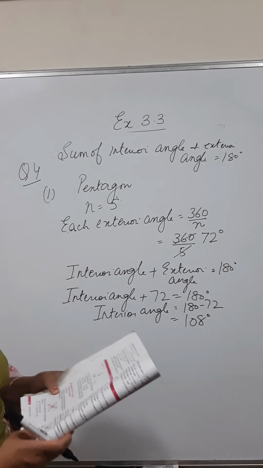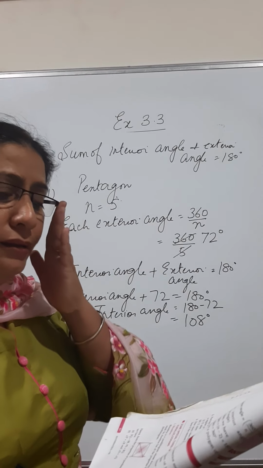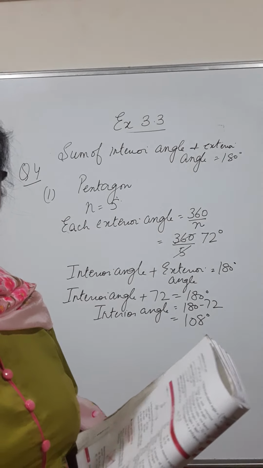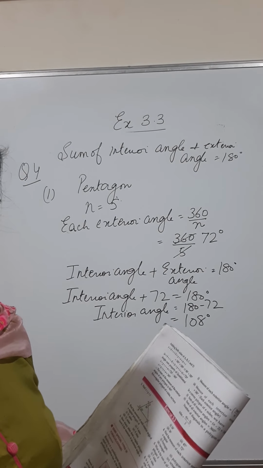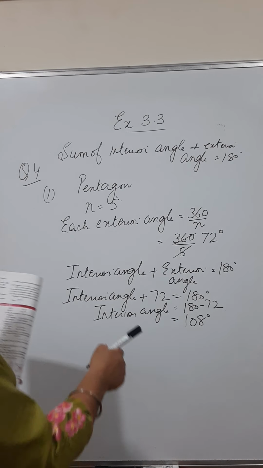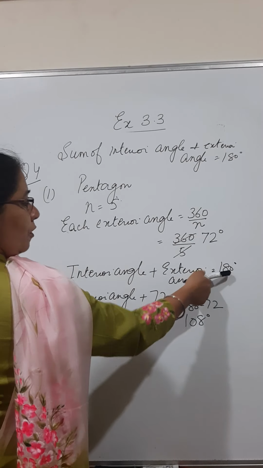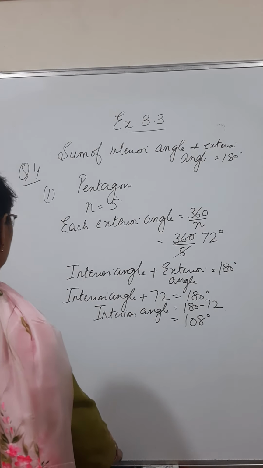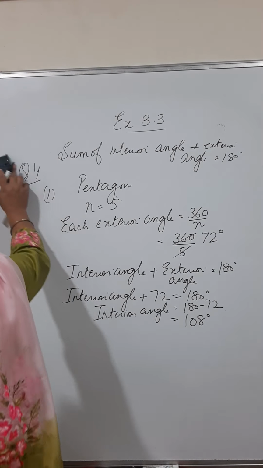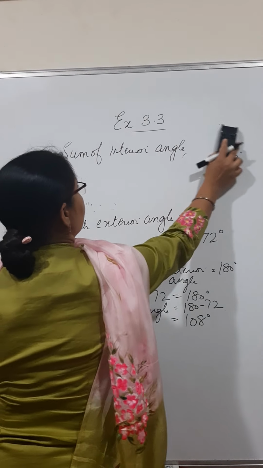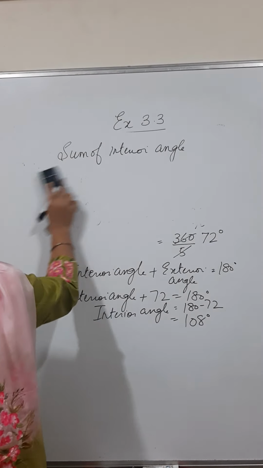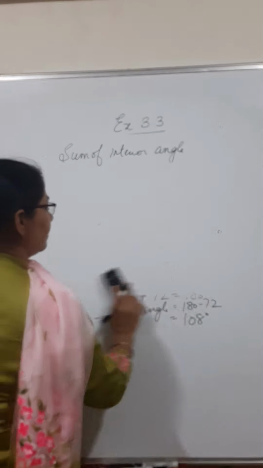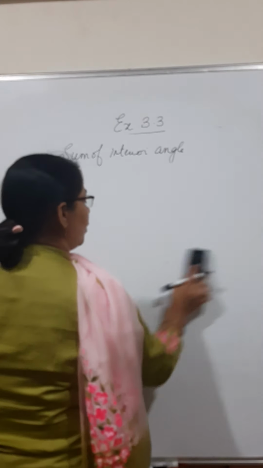So what do you see? Whenever you have to find the interior angle, you first find the exterior angle and then subtract the exterior angle from 180 to get the interior angle. In the next question, beta, we will be talking about the sum of the interior angles. Now what is the formula to find the sum of all the interior angles of a polygon?